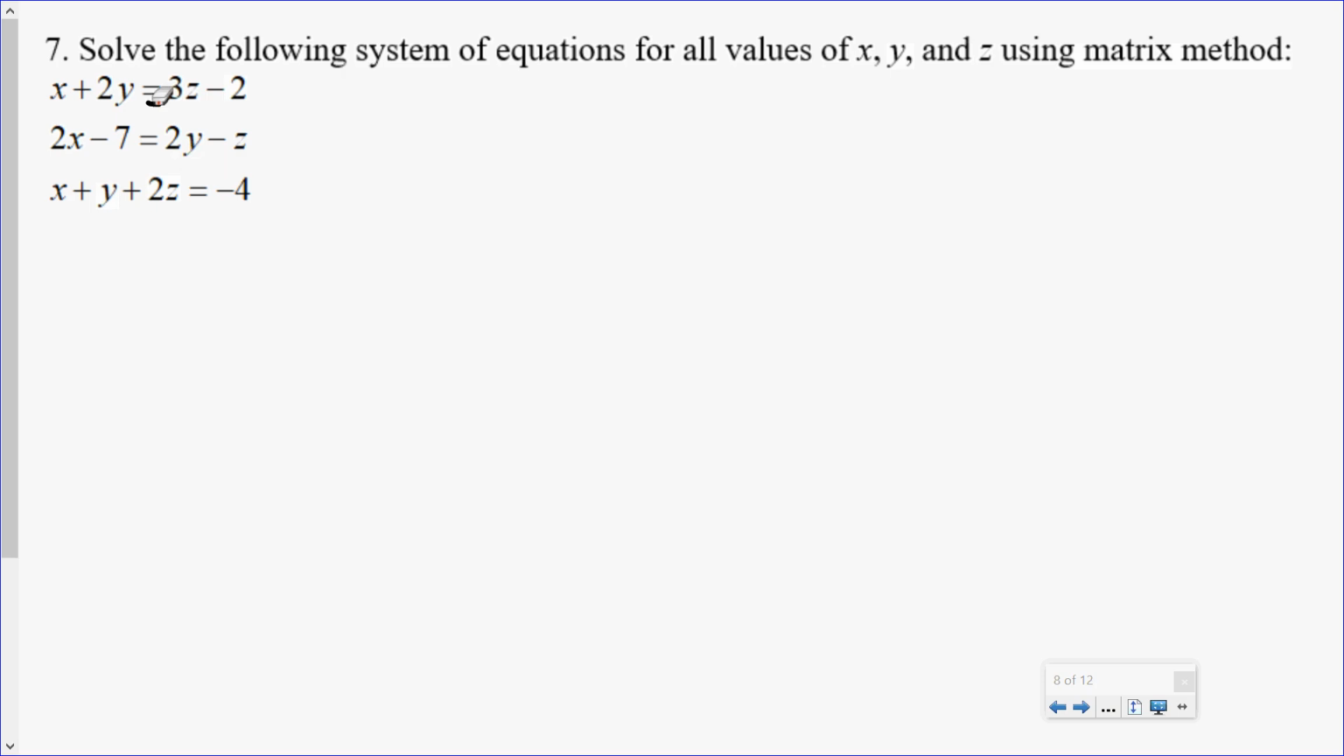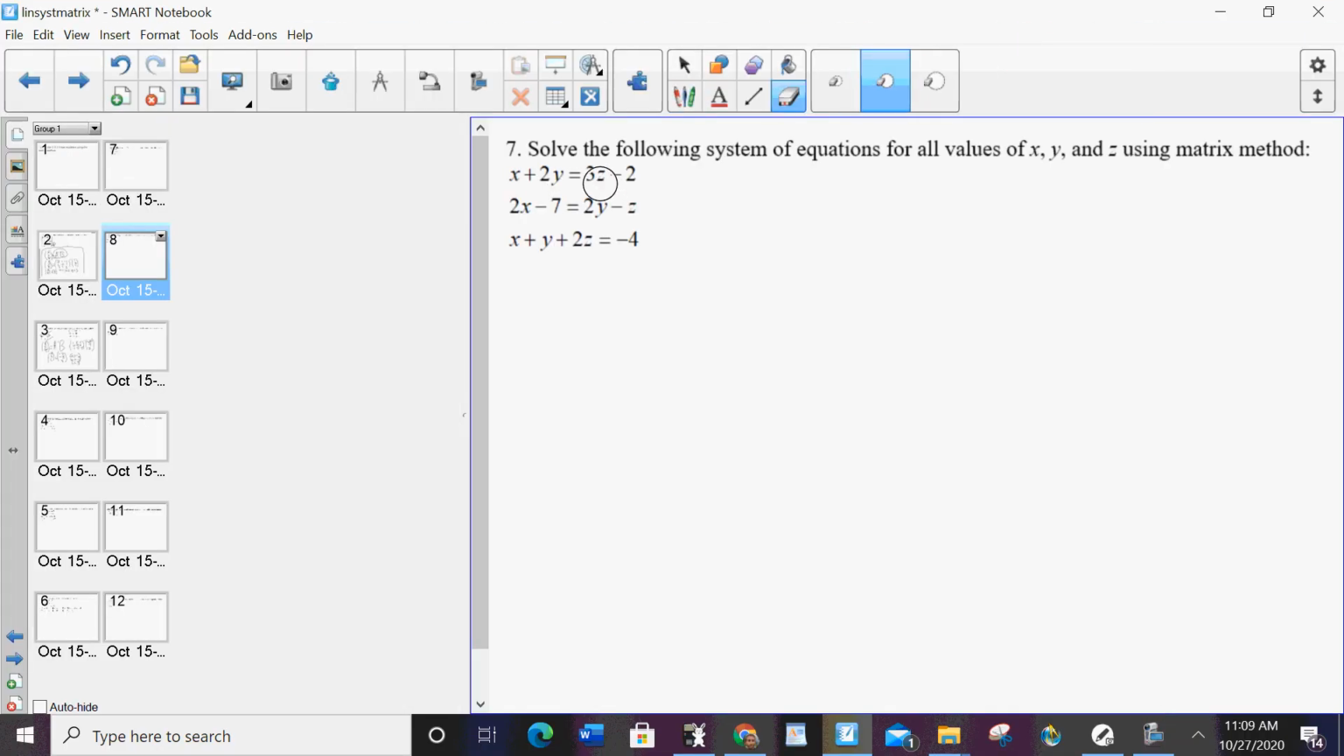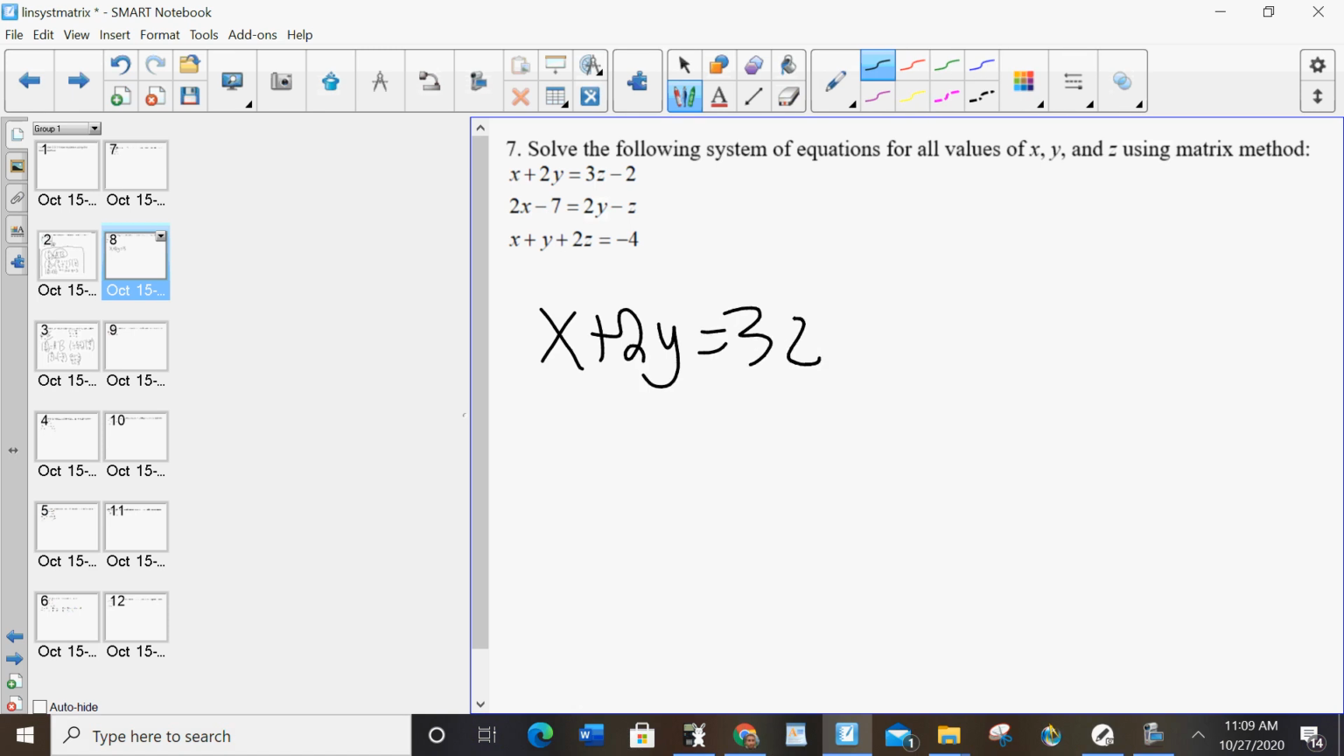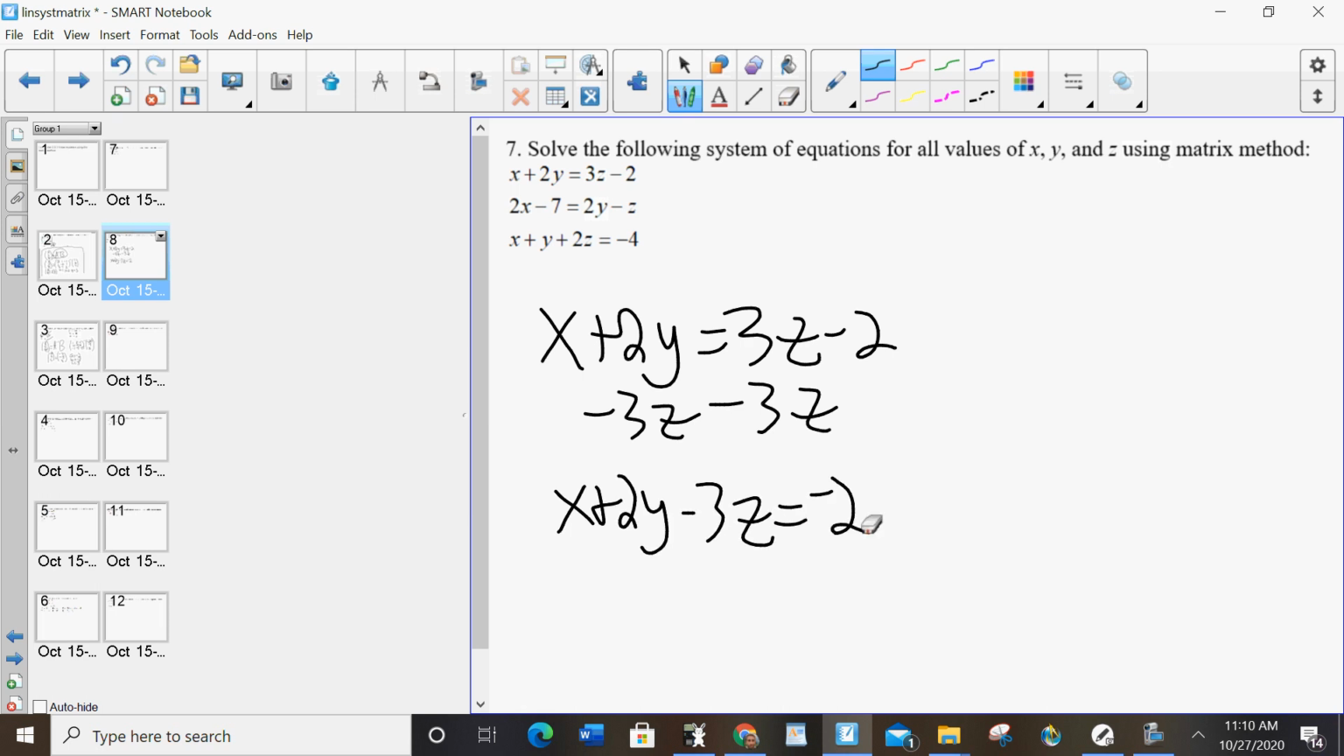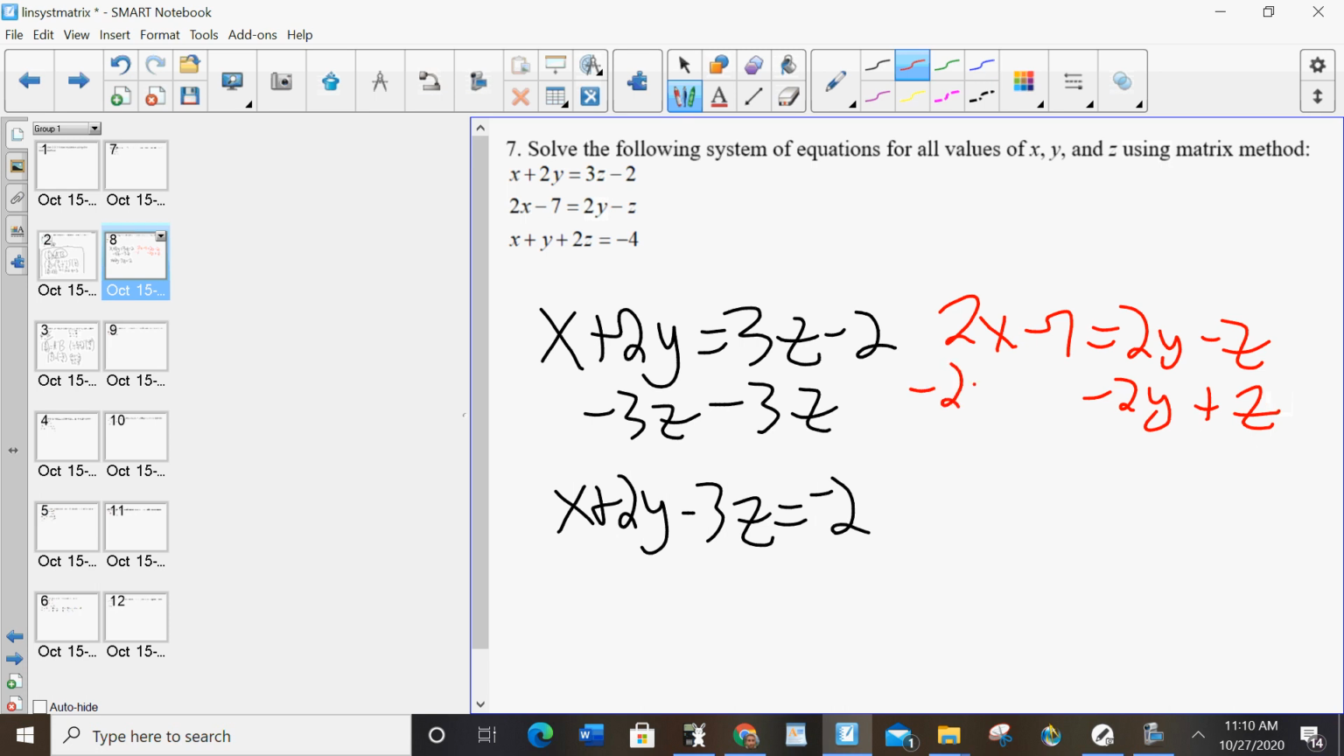I need to move the z over in the top equation. You know what? Let's just do this the right way. So the first equation, I need to move the z over. X plus 2y minus 3z equals -2. The next equation, 2x minus 7 equals 2y minus z. I've got to bring the -2y and the positive z over.